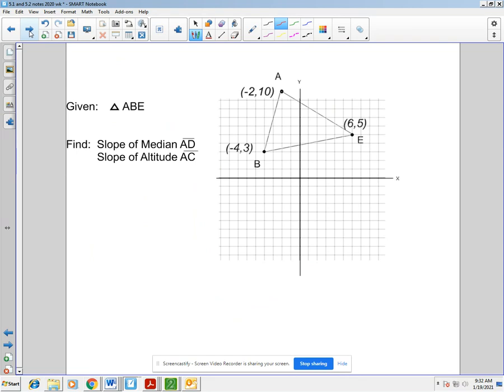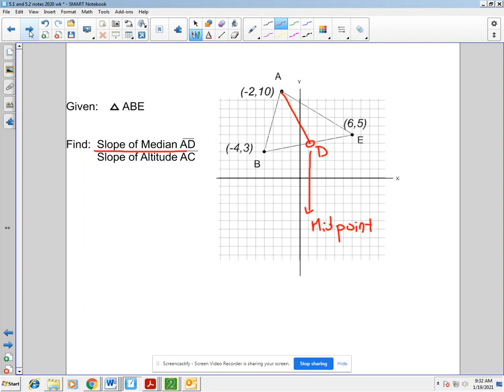And the final question for this video is, given triangle ABE, find the slope of the median AD. So where would the median AD be? The median would be over here, and this has to be the midpoint. I'm going to call this point D.